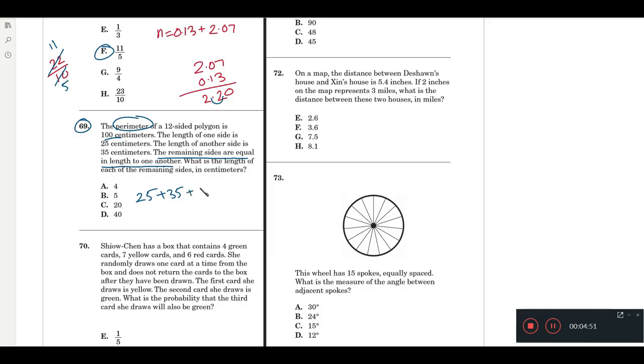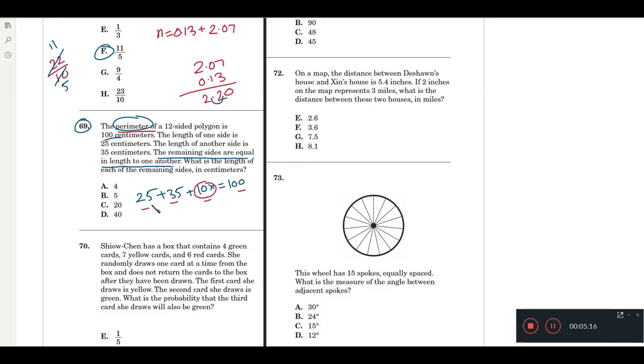So let's say each one of those is x. So 10x. If I add them all, what should I get? 100, because that's the perimeter of the 12-sided polygon. Look at this. This is the first side, the second side, and the rest of the 10 sides. All of them add up to 100. Now you just solve the equation.